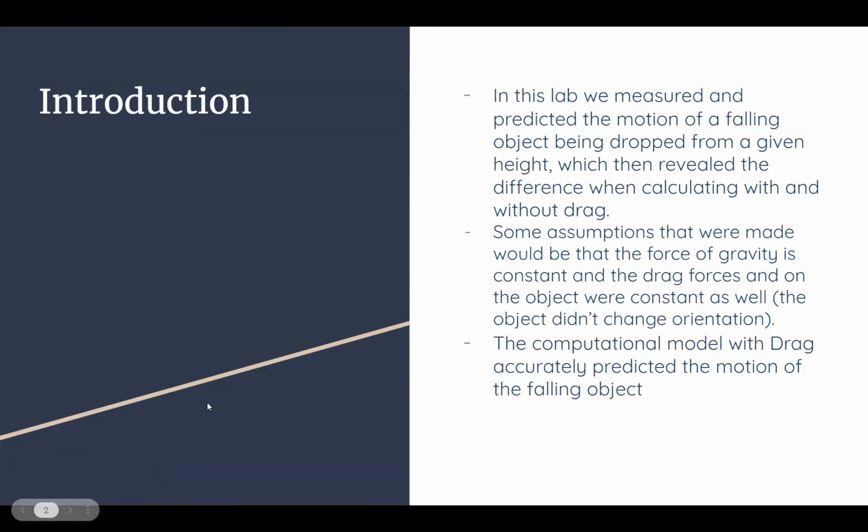In this lab, we measured and predicted the motion of a falling object being dropped from a given height, which then revealed the difference when calculating with and without drag. Some assumptions that were made were that the force of gravity is constant and that drag forces on the object were constant as well, and the object didn't change orientation. Like if you had a falling crumpled up piece of paper, which I had, it didn't change direction to where it would have different drag on different sides. And then the computational model with drag accurately predicted the motion of a falling object.